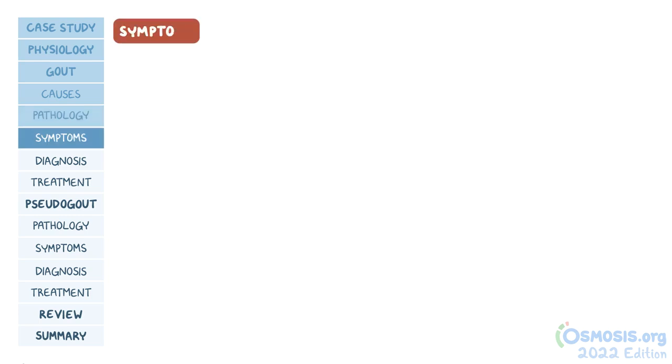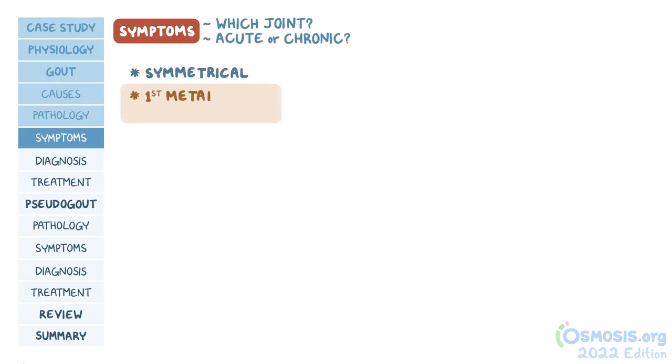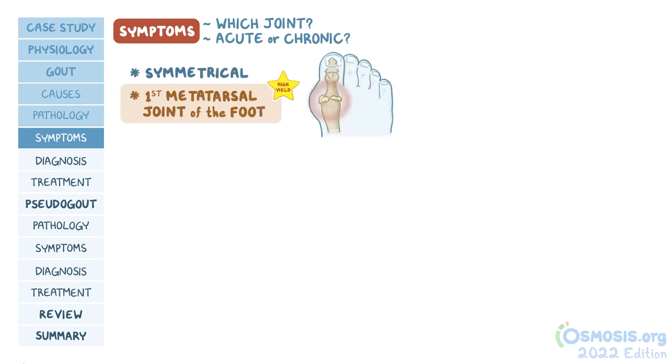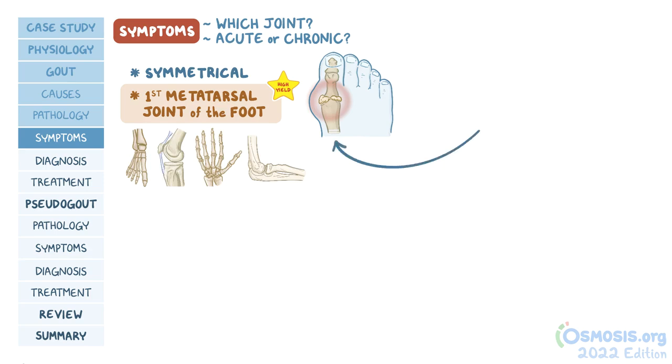Now, symptoms of gout are high yield and frequently tested, and they depend on which joint is affected and if the presentation is acute or chronic. Okay, so the disease is usually symmetrical and affects the first metatarsal joint of the foot or the base of the big toe, but the joints of the ankles, knees, wrists, and elbows can also be involved. When it involves the big toe, this condition is called podagra.